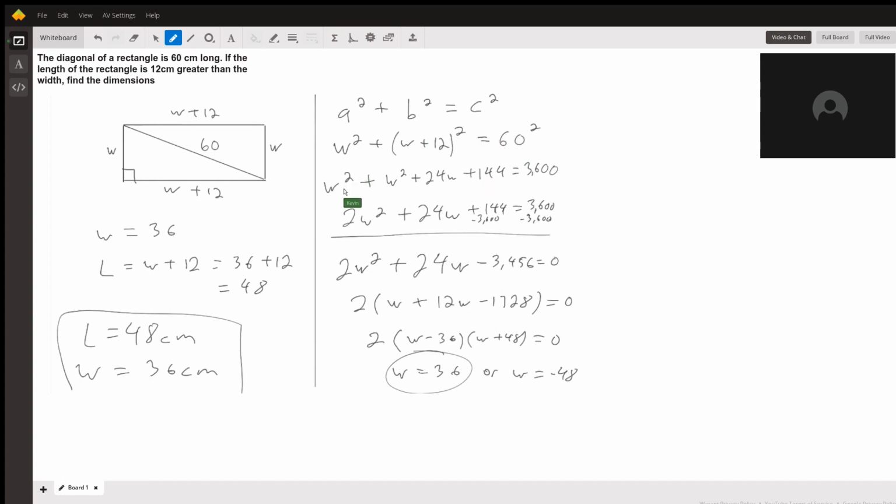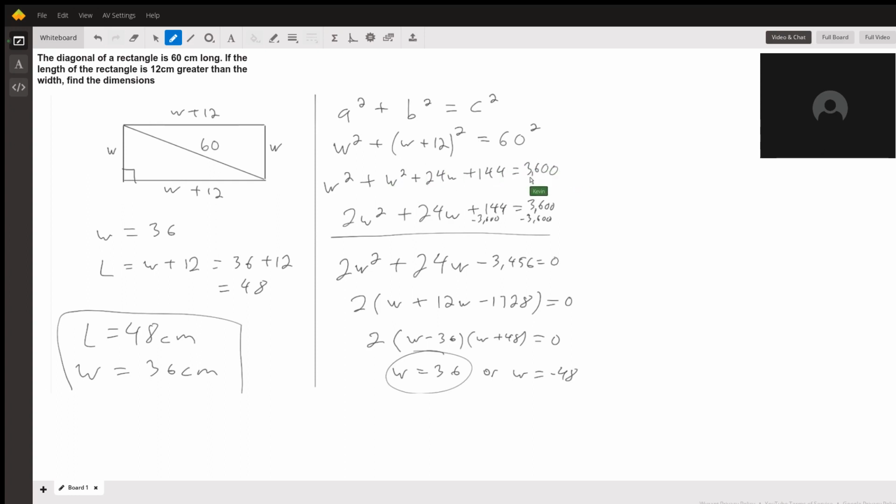All right, so W squared I brought down. (W plus 12) squared, I could FOIL this. So first, outer, inner, last. I'm not going to show the work there, but you would get W squared plus 24W plus 144 when you FOIL that. It's multiplying two binomials. And then 60 squared gives you 3,600.